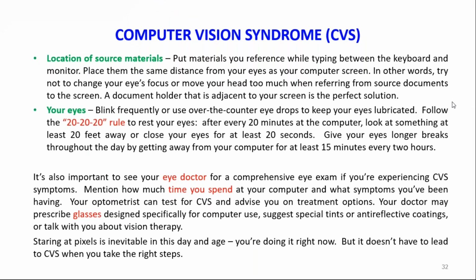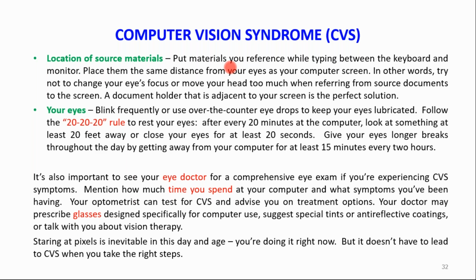Then location of source materials. Put the material you reference while typing between the keyboard and monitor. Whatever the material, that may be a book, a notebook, a diary, some notes, etc. If you want to type that text on your screen, then you have to put this material between the keyboard and monitor, so that you can easily shift from your monitor to the material and the material to the monitor.